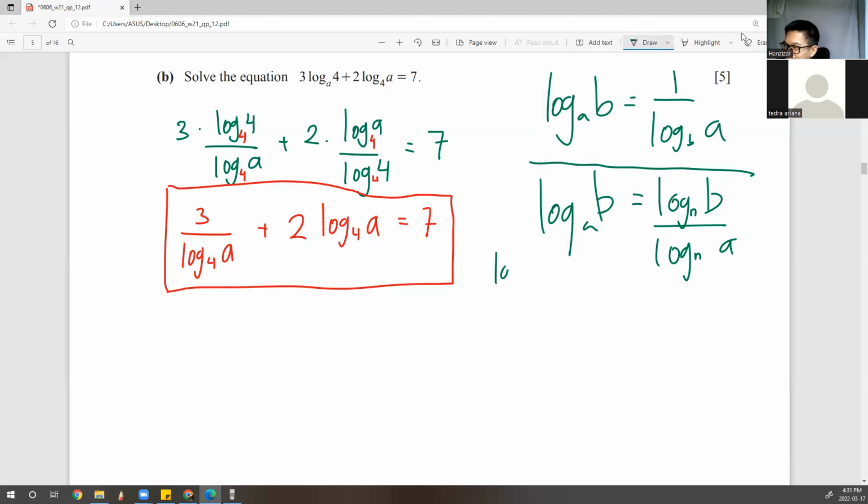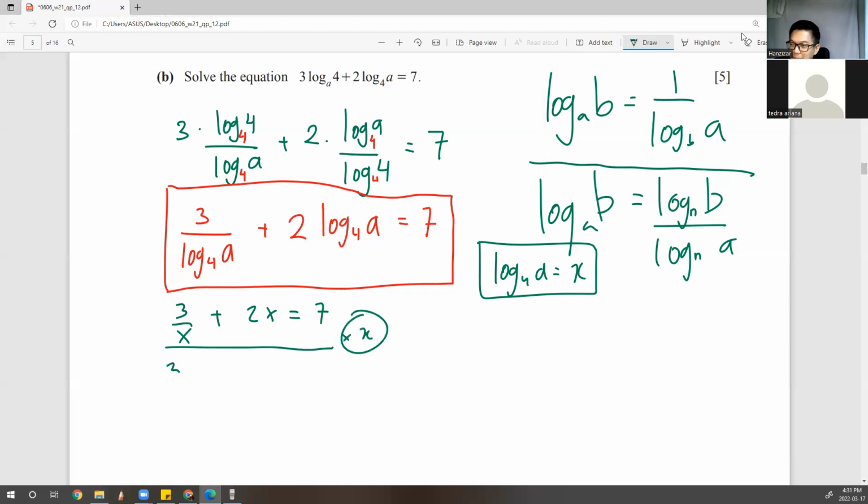Let log_4 a be x. So 3 over x plus 2x equals 7. This is an implicit quadratic equation, because with one step of multiplying by x, you will get 3 plus 2x squared equals 7x, right? And then you move everything to the left side, to see it more easily as a quadratic equation. And then you can find x by using the formula.